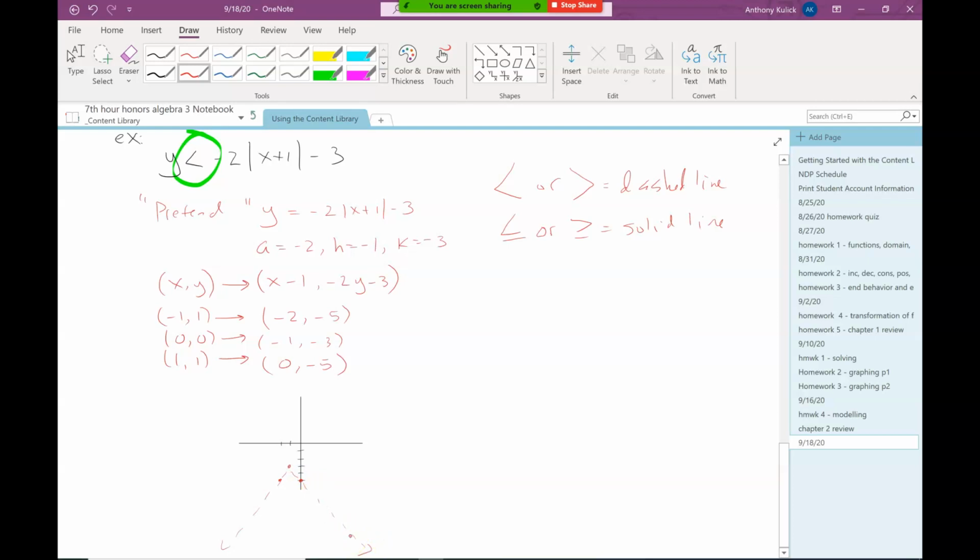So because I have the less than inequality, I'm going to use a dashed line here. Everybody okay with that?